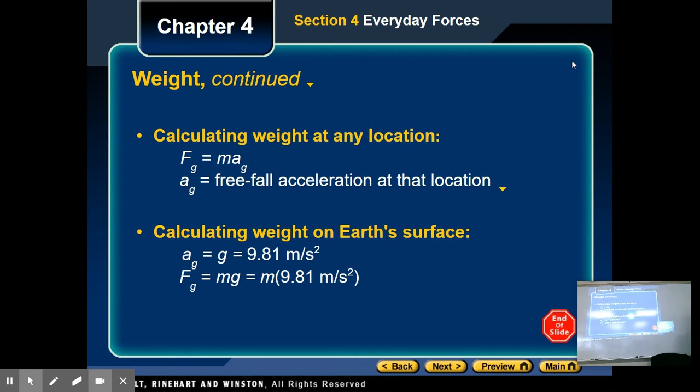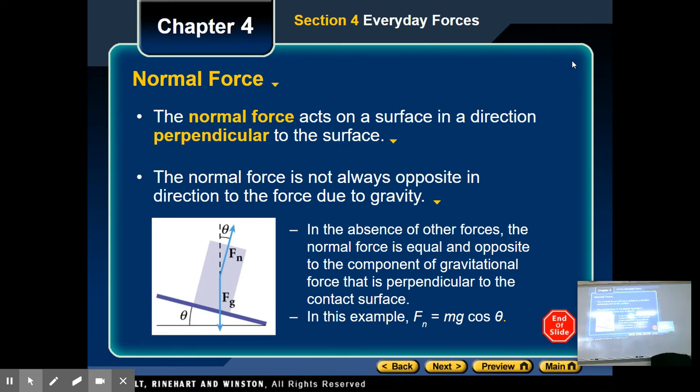So to calculate weight at any location, it simply goes back to Newton again. Force equals m times a, but this time the a is gravity. You don't necessarily have to put that on there, but if you want to, you can. But now when you start talking about normal force, this is where you want to start putting down some formulas. Again, as we stated earlier, the normal force acts on a surface in a direction that is perpendicular to the surface itself.